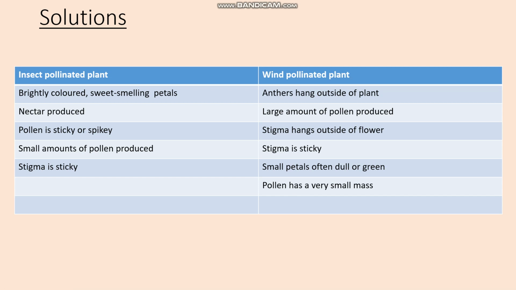Okay, so that's the end of this lesson. You should be able to identify the different parts of a flower and what those different parts do. You should be able to tell me what is meant by the term pollination, and you should be able to tell me how different plants are adapted according to how they are pollinated.